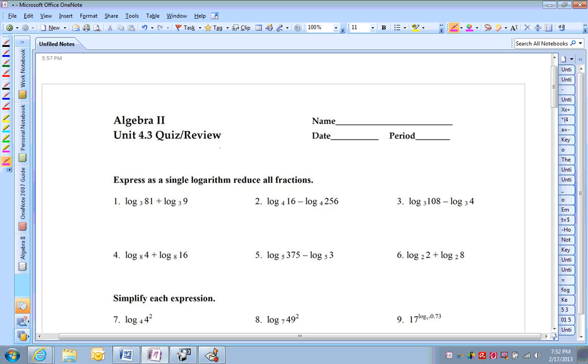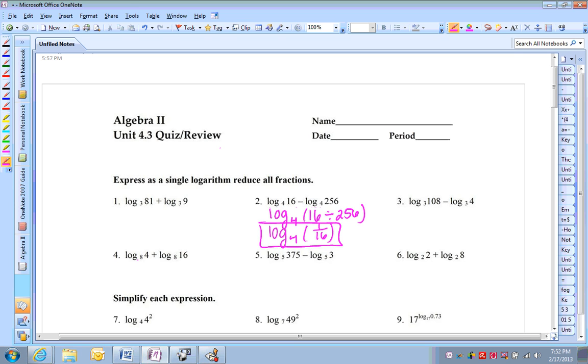Because we are subtracting two logarithms with the same base, we are going to divide. So this becomes log base 4 of 16 divided by 256. Okay, and 16 divided by 256 reduces down to 1 over 16. And that is a single logarithm, so that is all you need to do.